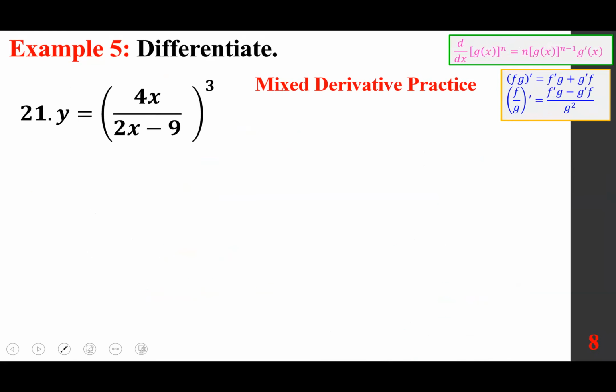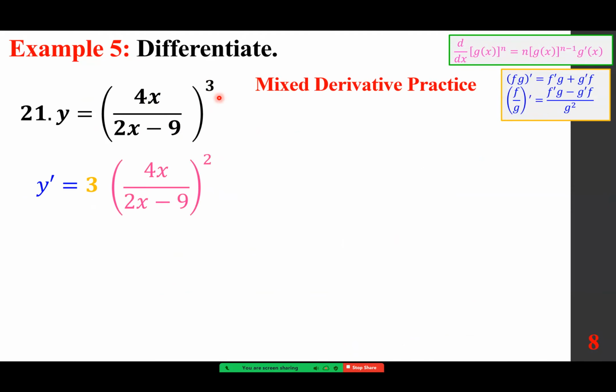We continue with the differentiation. And again, we're using one of the questions from the mixed derivative practice. This uses the chain rule in conjunction with the quotient rule. So something to the power of 3. First, I'm going to go with the extended power rule. I put the 3 in front. Then the same thing, 4x over 2x minus 9 squared, according to this.